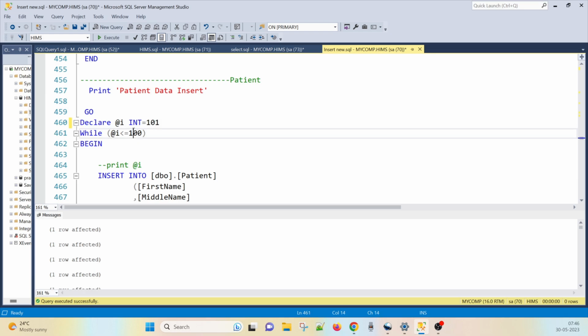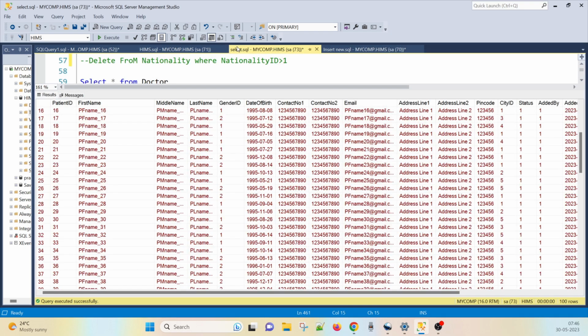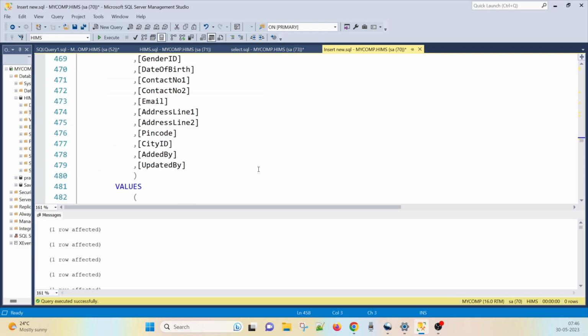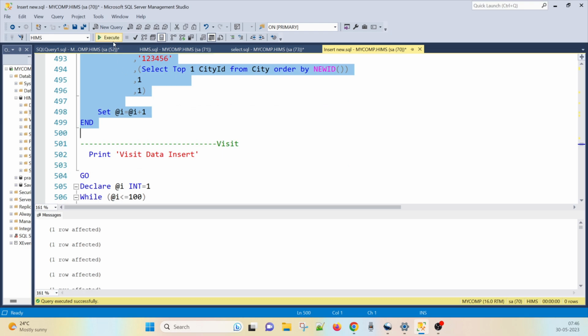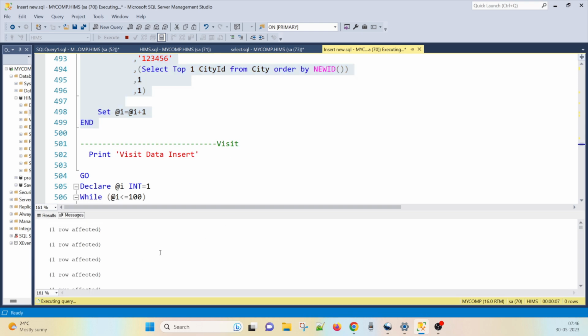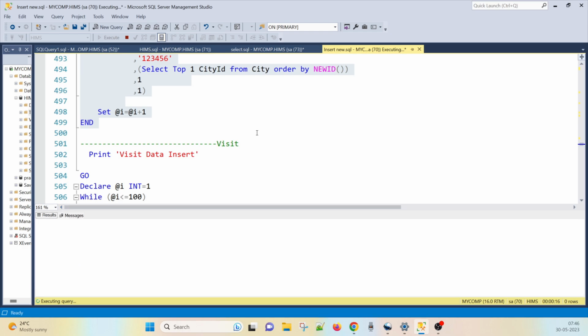100 records means there is an ID up to 100 I inserted already. That's why I started it from 101 till 50,000. So execute it. What it does is insert 50k records in the table. In the message, you will get the message like one rows affected, one rows affected. Yes. So let's wait for a few seconds.